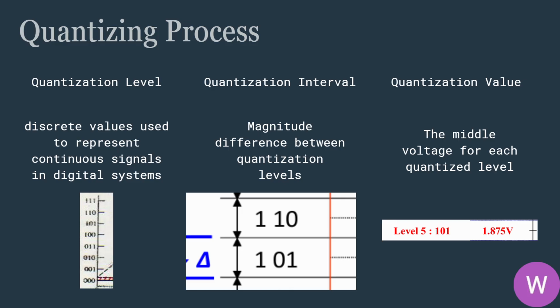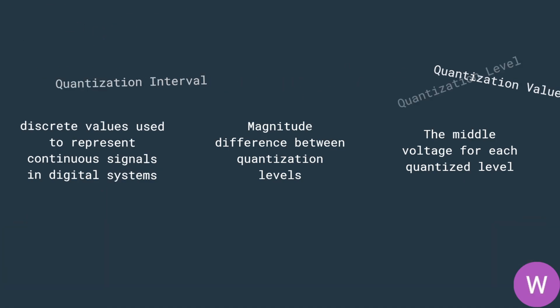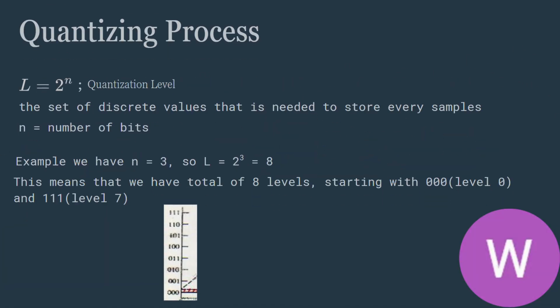Quantization value will be explained further later. So this is the explanation for quantization level. Quantization level is given with the term L equals 2 to the power n, where n is the number of bits. Basically, n is the number of bits that you use to represent the discrete value that the digital system uses to store the amplitude for each sample.